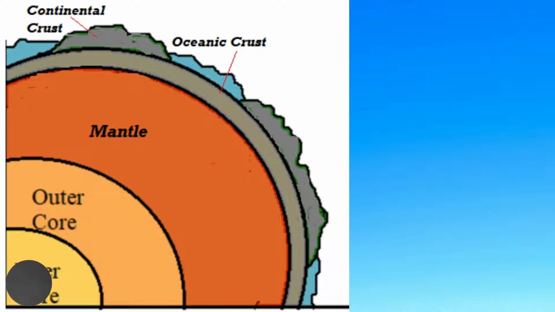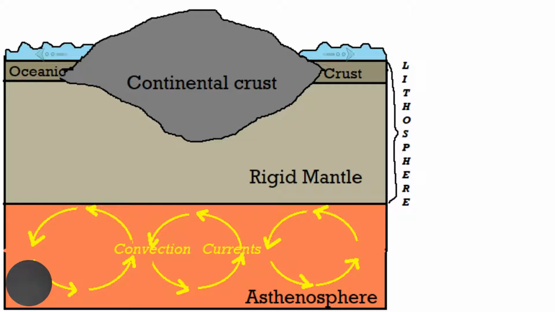And the crust is divided into the continental crust and the oceanic crust. The upper mantle may be subdivided into the lithosphere and the asthenosphere.